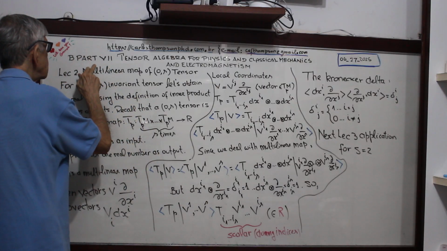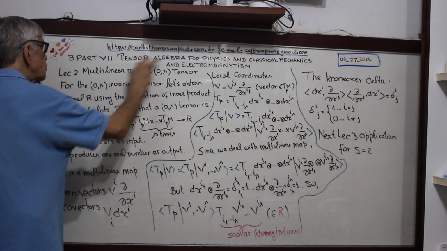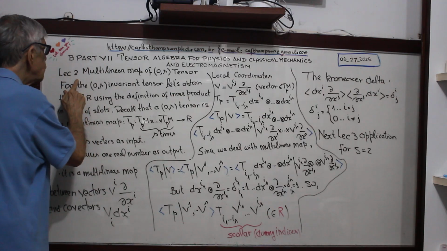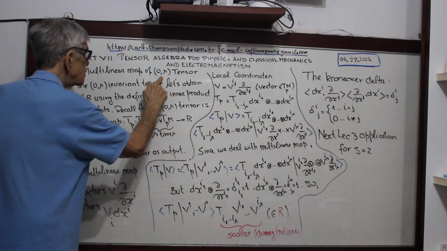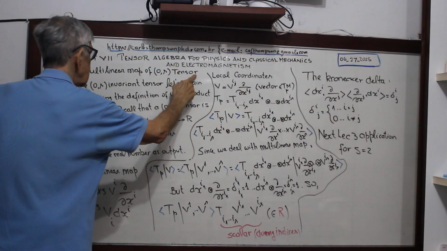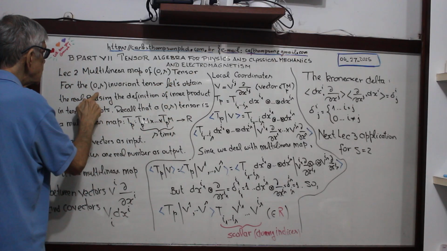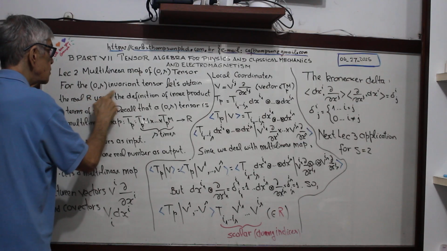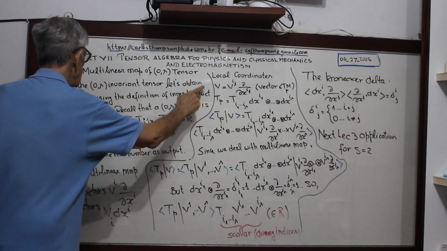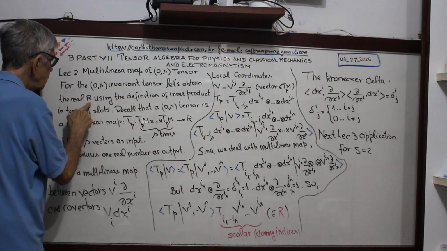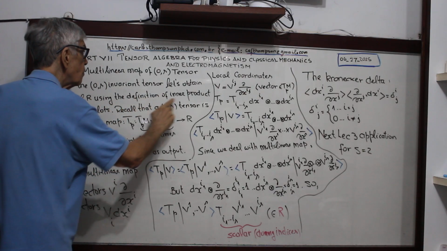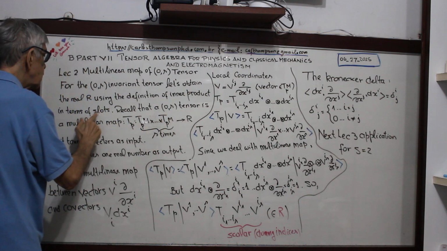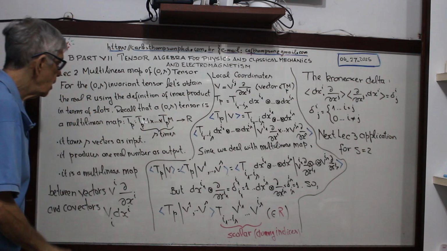Now, part 7, Tensor Algebra, Lecture 2, Multilinear Map of a Tensor 0s. For this tensor 0s, this invariant, let's obtain the real scalar R, using the definition of the inner product in terms of slots.